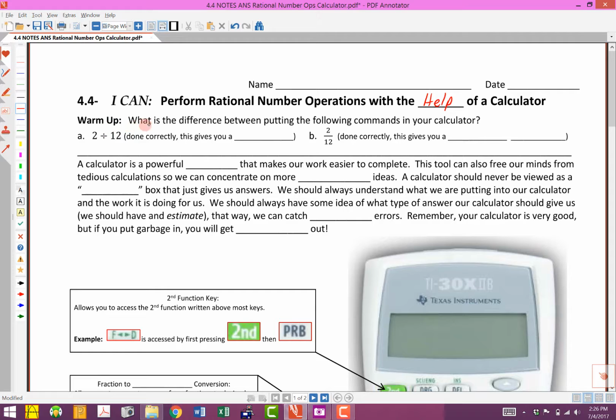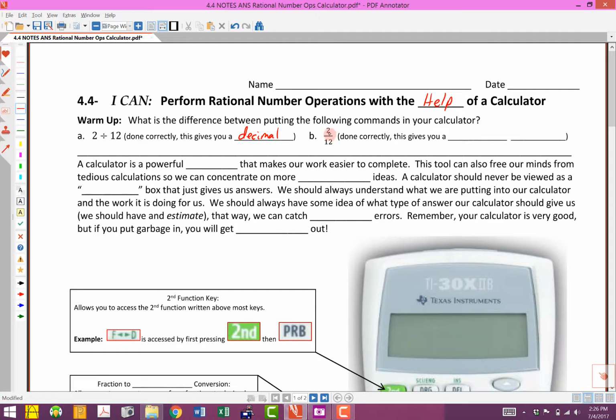So here's the warm-up. What's the difference between putting the following commands in your calculator? So this one says 12 divided by 2, and this one also says 12 divided by 2, but you'll notice that there's a difference in the way that they're written. And depending on how sophisticated the calculator is, and we're going to be using ones that are relatively sophisticated, they're pretty darn cool. I would have killed for one of these when I was in school. But if you put this in your calculator, if you do this correctly, it gives you a decimal answer, and calculators are really good at those.